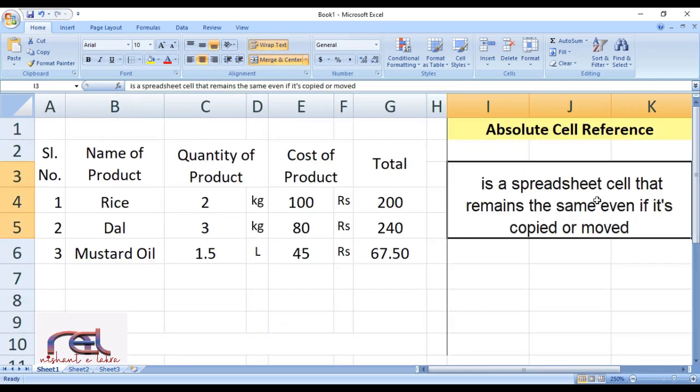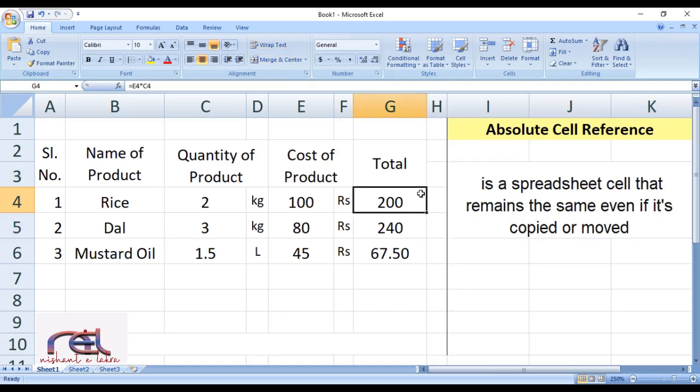Now let's see absolute cell reference. It is a spreadsheet cell reference that remains the same even if it's copied or moved. We'll see in an example here. In G4 there is a formula entered. The name of the product is given, the quantity of product, how much is bought, and the cost of each product, right? 100 rupees, 80 rupees and 45 rupees. That is the cost of each product. And what we are going to do is total it. Here we'll use multiplication.